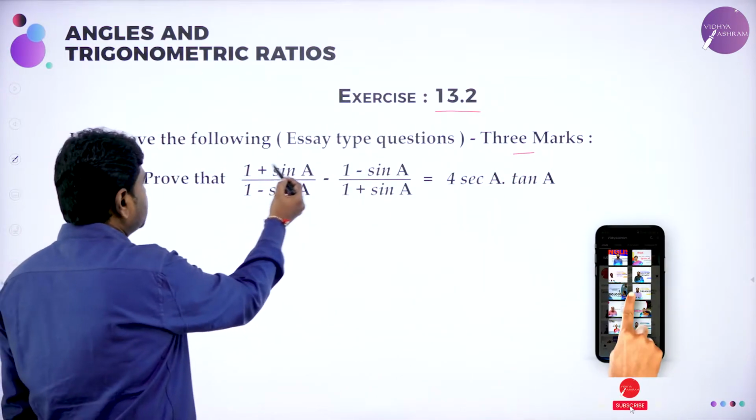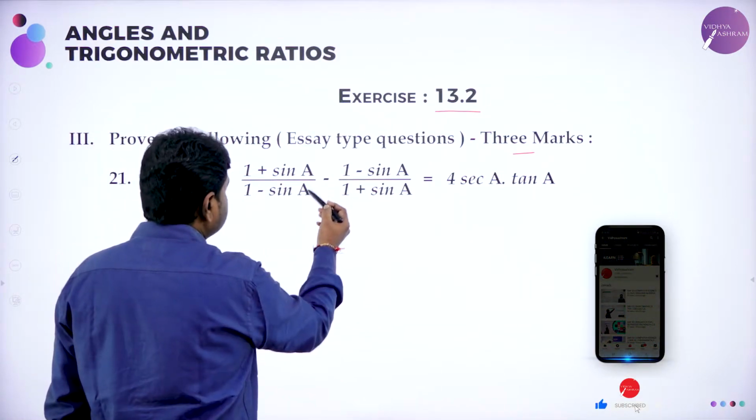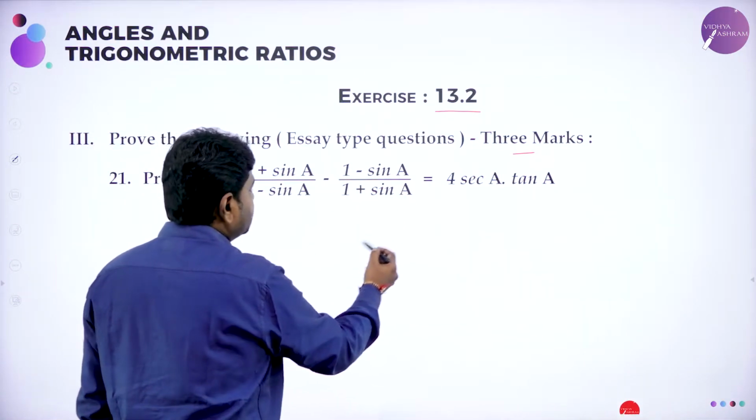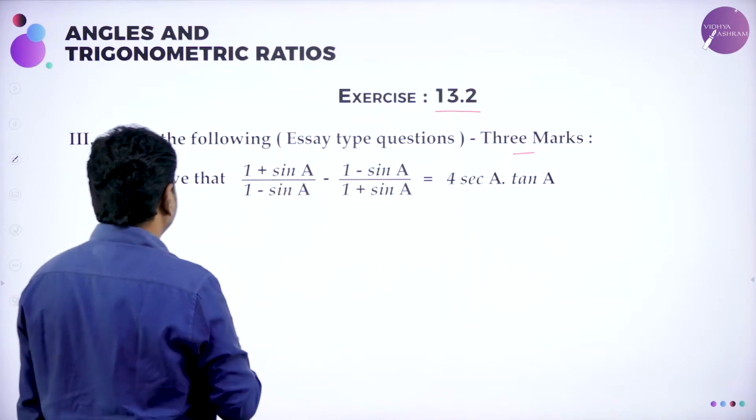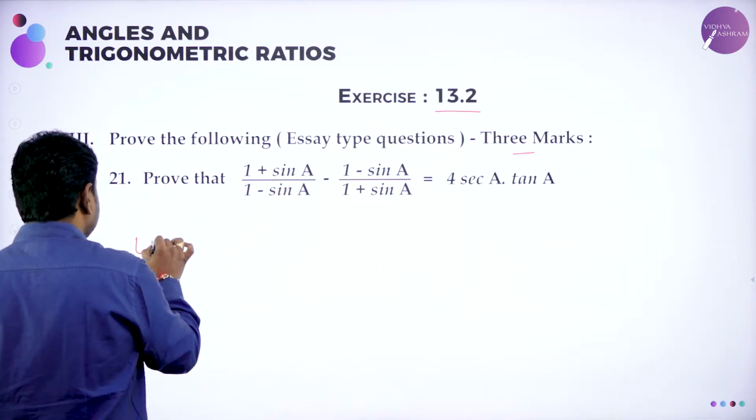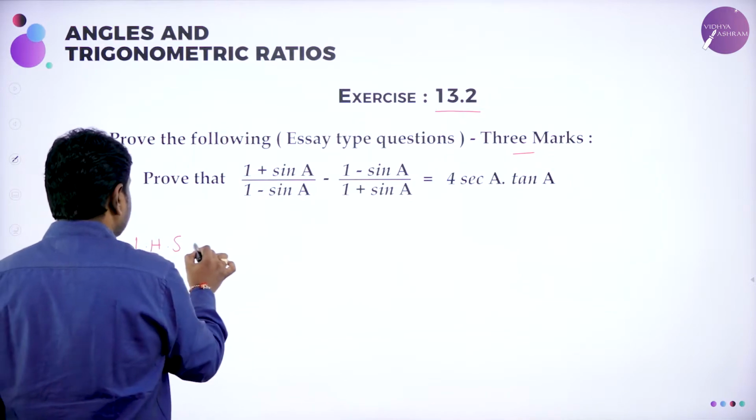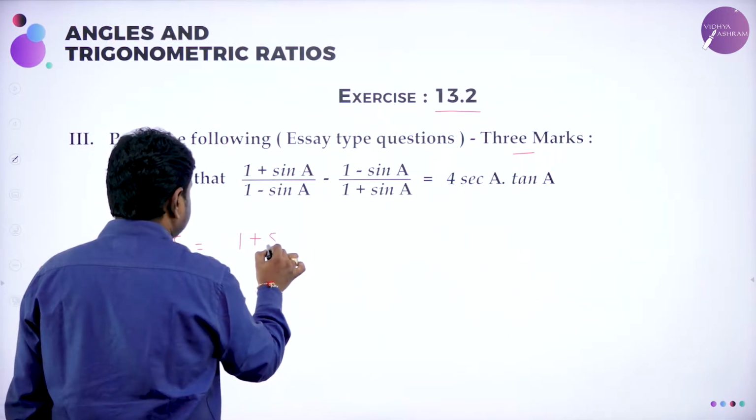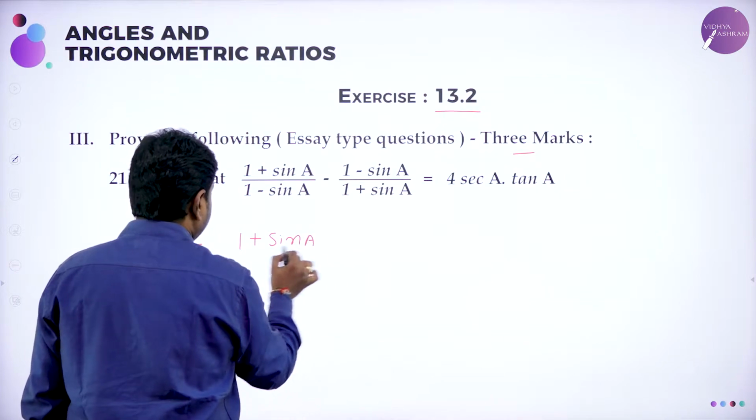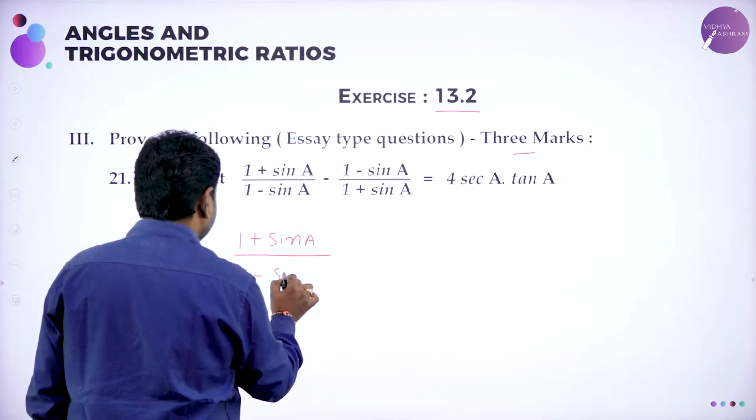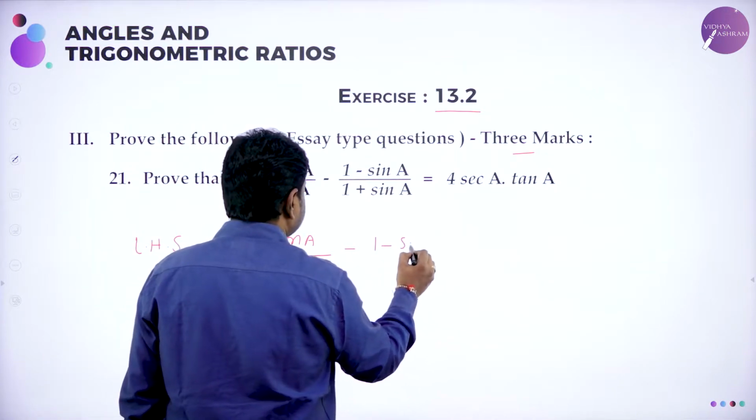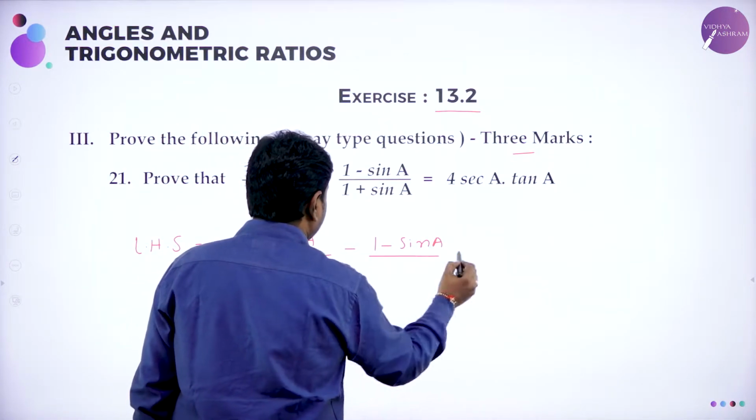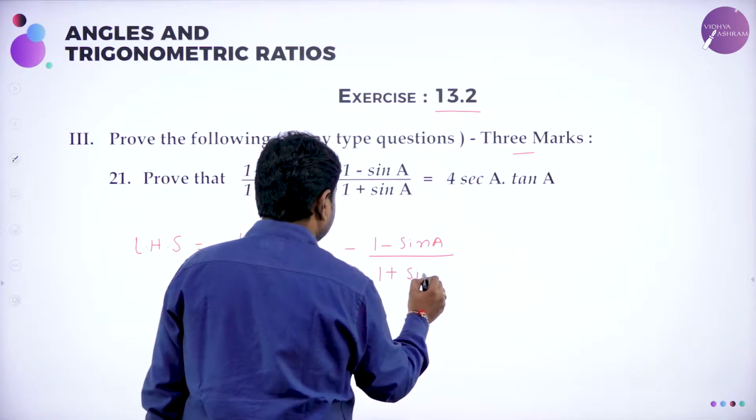Prove that 1 plus sin A by 1 minus sin A minus 1 minus sin A by 1 plus sin A is equal to 4 secant A into tan A. So now we'll take LHS and arrive at RHS. So we'll take LHS. LHS is 1 plus sin A divided by 1 minus sin A minus 1 minus sin A divided by 1 plus sin A.